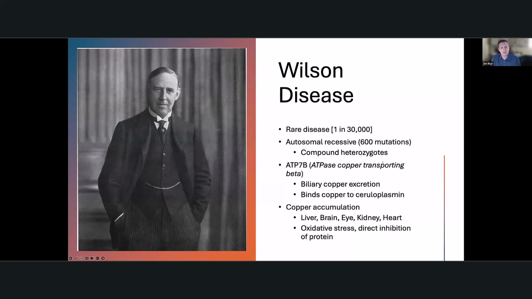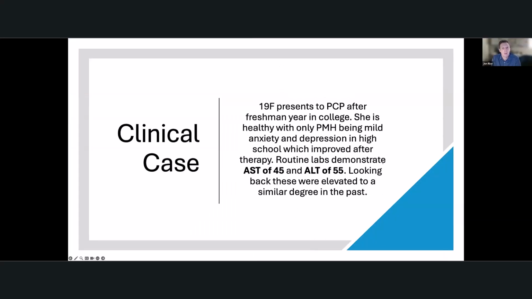ATP7B, as we talked about, is ATPase copper transporting beta. It is important for biliary copper excretion, as well as binding copper to ceruloplasmin. This copper accumulation then occurs all over the body, specifically, obviously, the liver, hence why we're here in hepatology, but as well as the brain, eye, kidney, and heart, and it leads to oxidative stress and direct inhibition of protein.